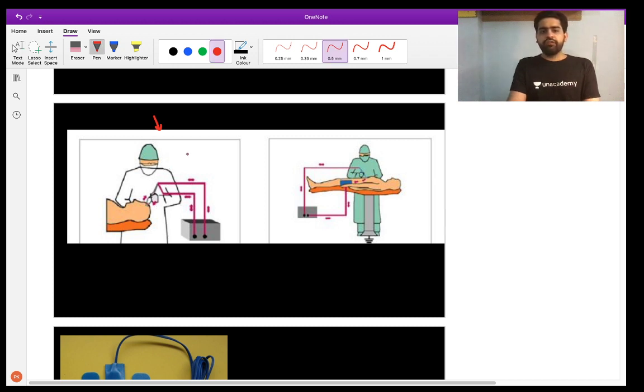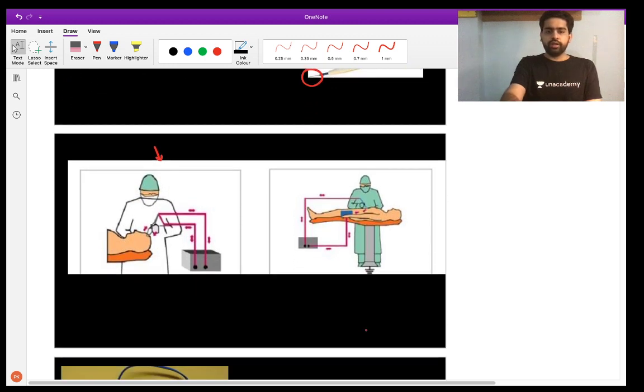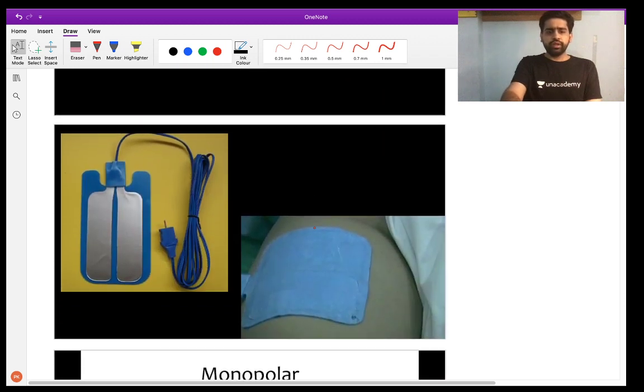So what is the basic difference between a monopolar Quadtree and a bipolar Quadtree? In a monopolar Quadtree, the surgeon has just this tip. This tip is applied towards the body, but the current needs to get completed, right? So how is it getting completed? The current passes through the body of the patient, and on the patient we have a patient plate, and through this patient plate the current again goes back to the instrument. This is how it is completed.